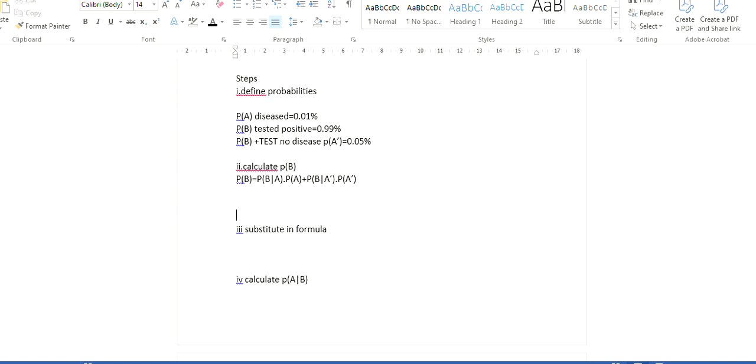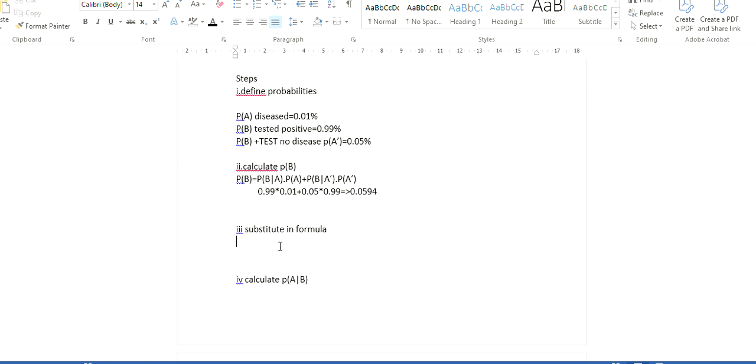Now I'll substitute the values here. So probability of B is probability of B over A, 0.99, into probability of A. So what is probability of A? That is 0.01, plus probability of B over A, that is 0.05, tested positive but fake, into 0.99, the probability of not occurring of A. So if you substitute, you will get 0.0594. This is the second one.